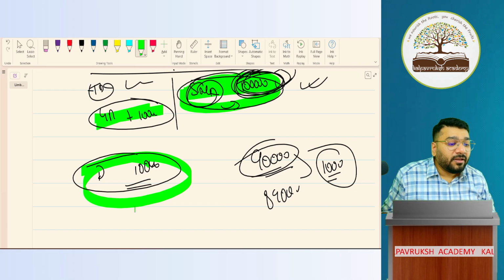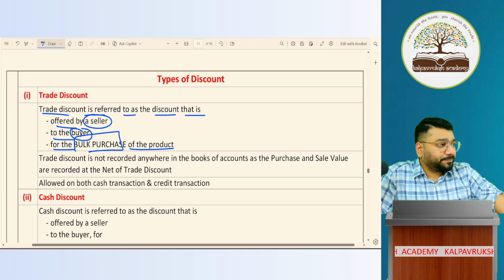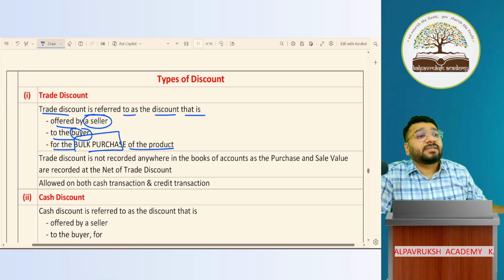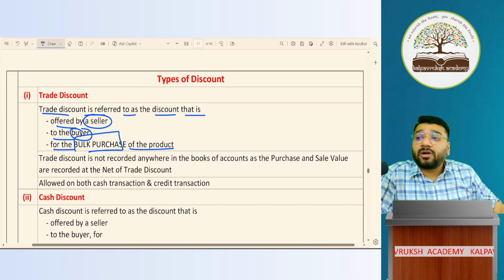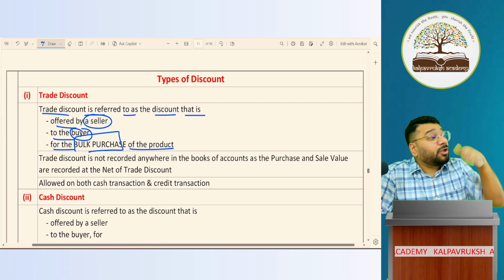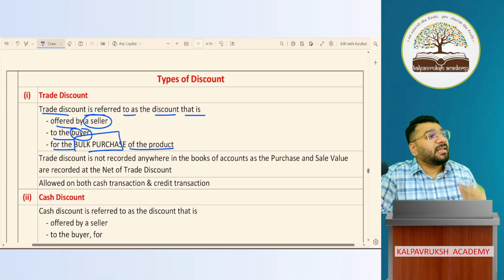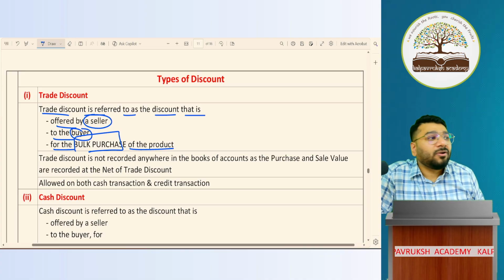Understand? When you come to CA Intermediate, I'll teach you one topic called applicability of accounting standards. There are multiple conditions given for applicability of accounting standards. One such condition is the turnover criteria. If your turnover crosses so and so limit, you have to apply this AS. If your turnover is within this limit, no need to apply that AS. Got it?